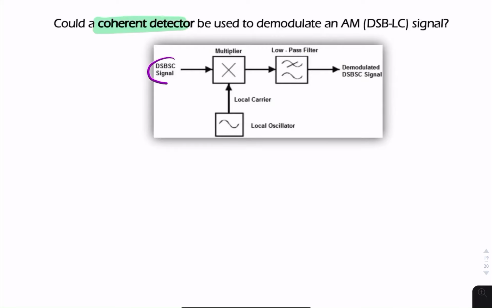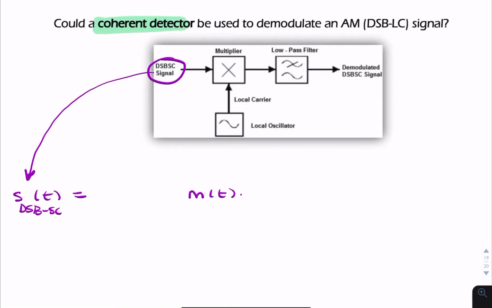If you look at the DSB signal, what does that actually look like? So S, DSB suppressed carrier. What does that look like? That's simply your message signal multiplied by cosine omega ct, and it'll be multiplied by some amplitude A. So this is the signal that we expect to receive here if this was a DSB signal.